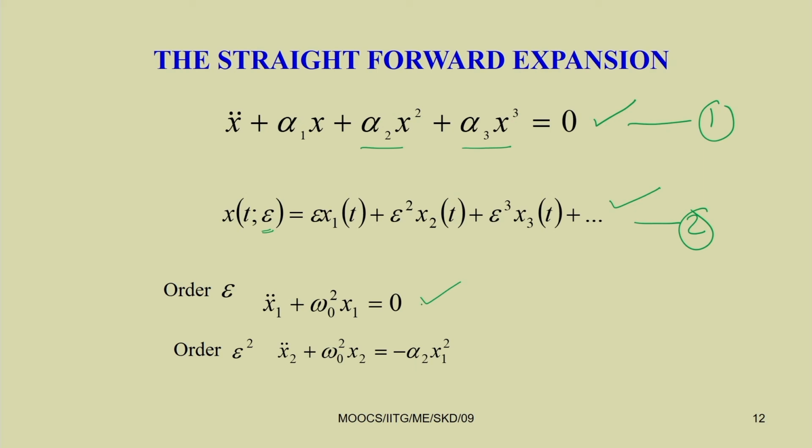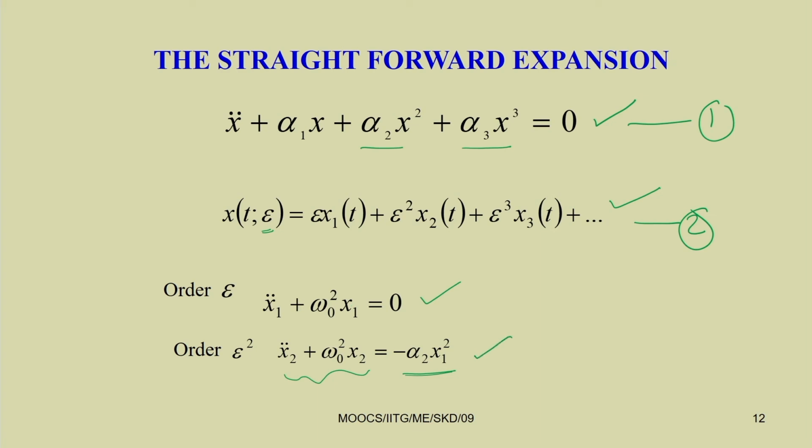Now the second equation will be written in such a way that on the left hand side you have the unknown parts and on the right hand side you have the known part. For example, you already got the solution of x1, so the x1 terms will be on the right hand side. The order of epsilon square equation is x2 double dot plus omega 0 square x2 equal to minus alpha 2 x1 square. You are substituting the solution of x1 in this equation, and now you get the solution of x2.